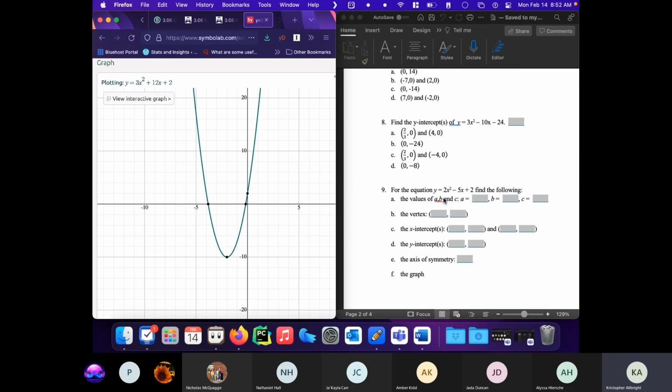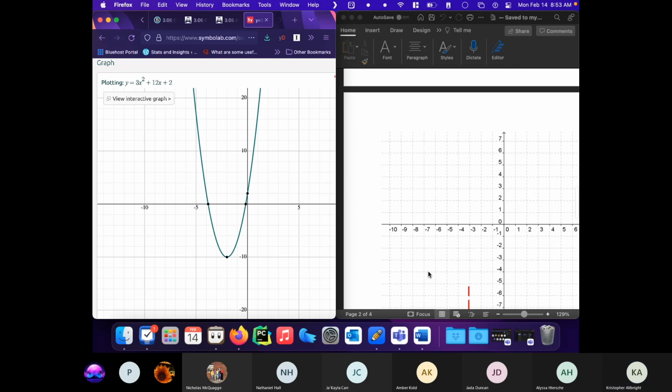For the equation, you know how to find the values of a, b, and c just from looking at it. The vertex, you can plug it in and find that. The x-intercepts are where it crosses the x-axis, left and right, and the y-intercept is where it crosses the y-axis. Then the axis of symmetry looks like this. And you can pretty much do all this with Symbolab. It just tells you the information.